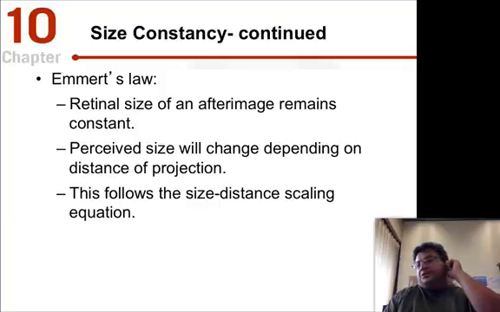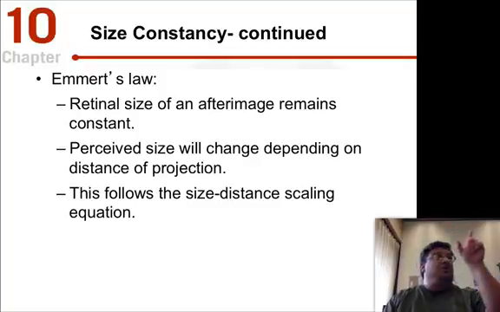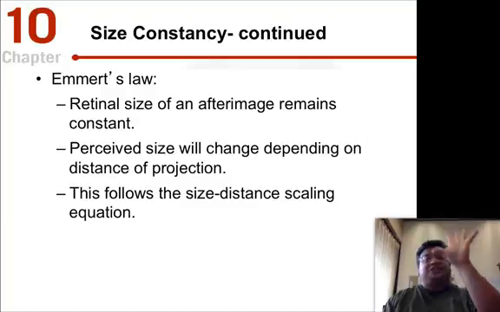So here's an interesting thing known as Emmert's law, and it's kind of neat. If you've ever had a bright flash go off in your eye, or a bright light briefly shined, one of the things that you notice is you see an after image, right? So a flash goes off, and then you blink, and if you look away, you can still see that flash for a few seconds afterwards.